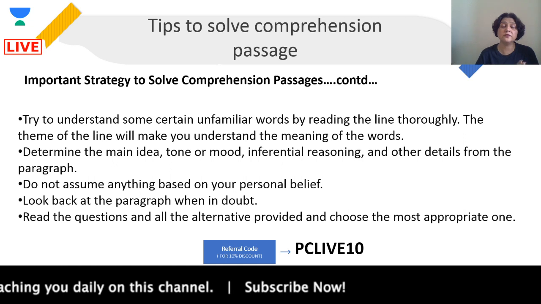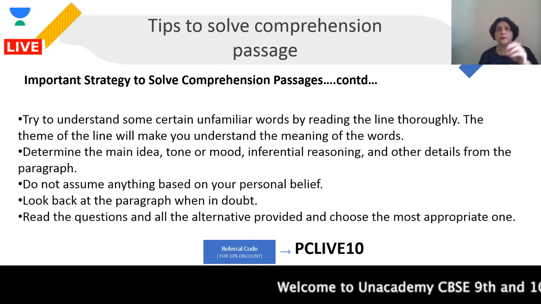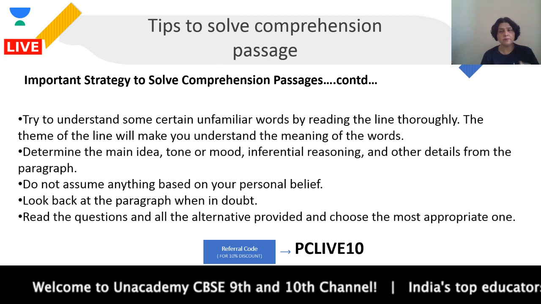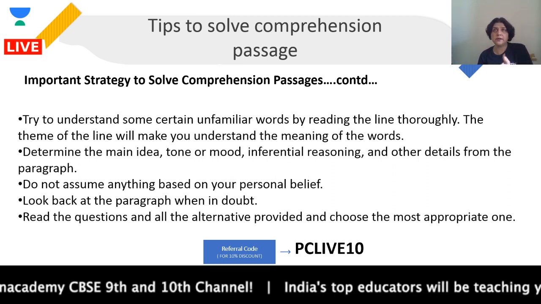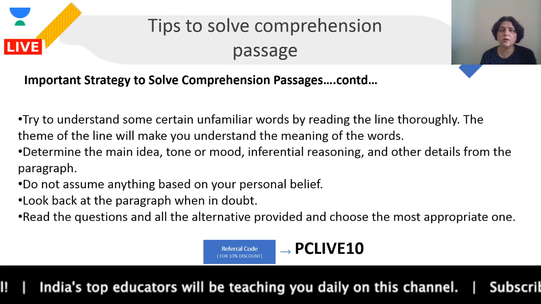That is expressive of the tone or the mood. Because the passage has been written catering to a particular tone or mood. So when you read the passage, you will come to know that, okay, fine, the author is trying to express this, this, this. Now comes inferential reasoning, which means what?